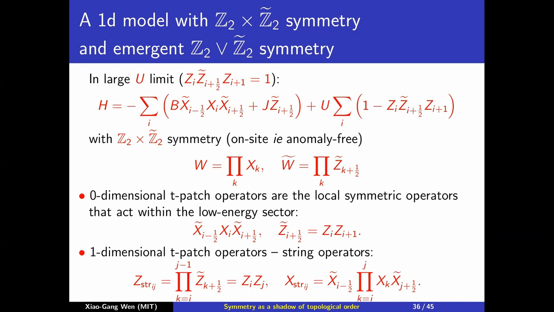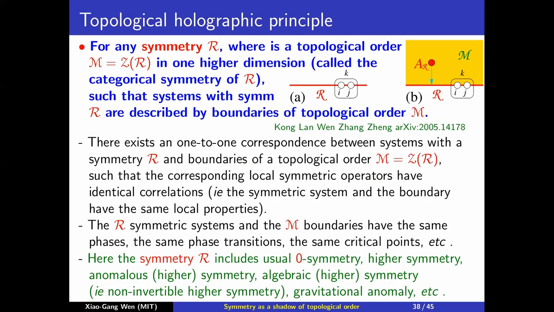So this example, although it's a very simple model, makes us reflect on how emergent symmetry can be so different from the original theory. But in this case, certainly these two Z2 symmetries are still there in the low energy subspace. But we cannot say that within the low energy subspace we have Z2 cross Z2. I just don't know how to describe it. It's just a new situation. We don't have words for that. Okay, so this is a very good example.